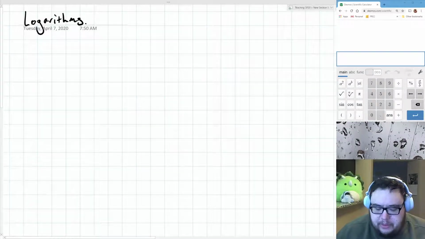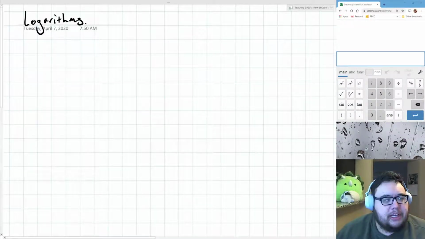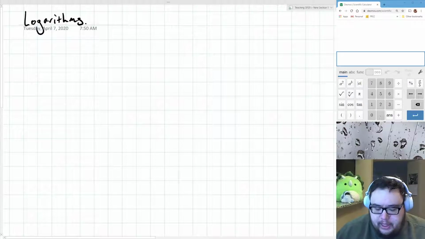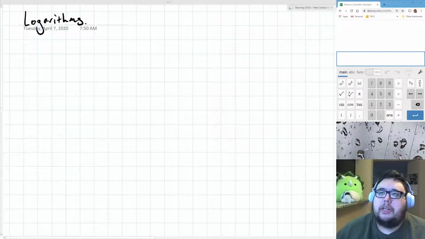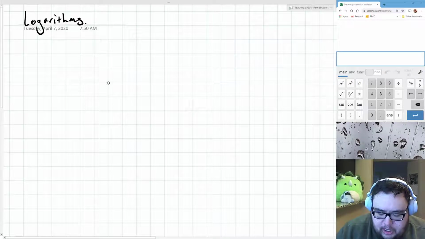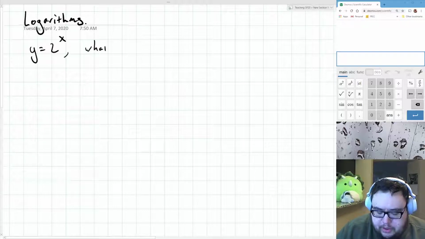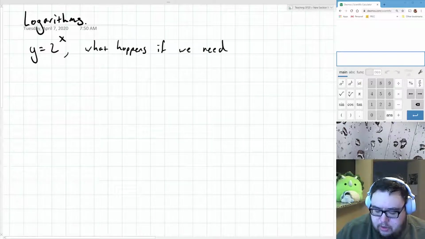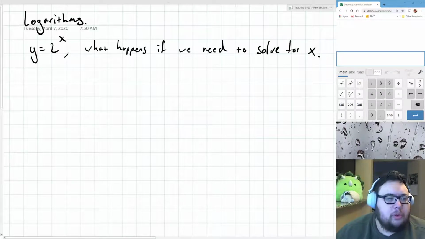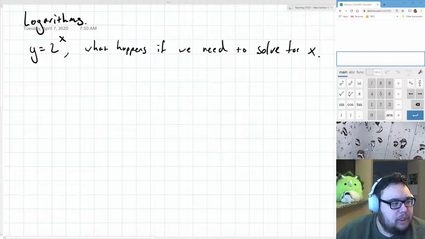So last week we talked a little bit about inverse functions. We talked about exponential functions, and that sort of left us with an issue because if we need to, let's say that y is equal to 2 to the power of x, what happens if we need to solve for x? We know what the y coordinate is, but we want to know what the x coordinate is.